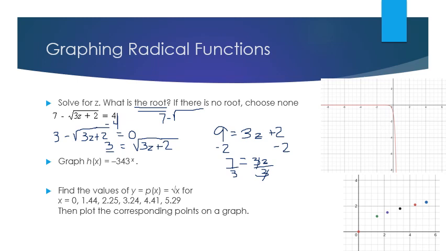So if I have 7 minus the square root of 3 times 7/3, I happen to know that 3 times 7/3 is 7, plus 2. Inside the radical, I've got 7 plus 2, which is 9. The square root of 9 is 3. So now my equation is 7 minus 3 equals 4, and that is true.